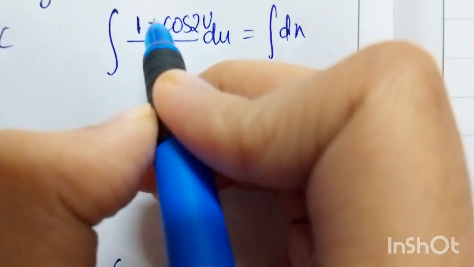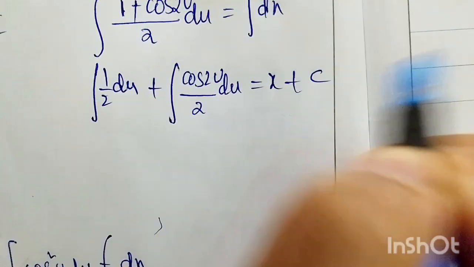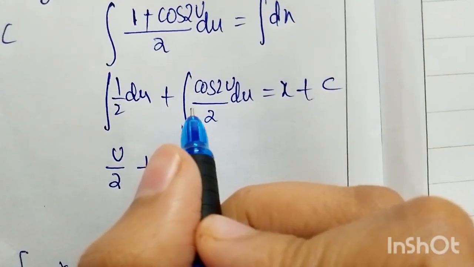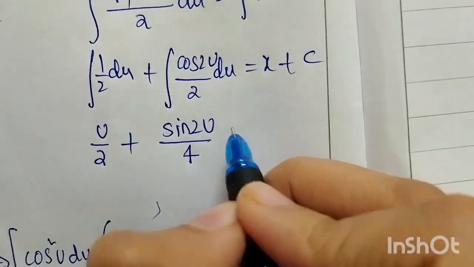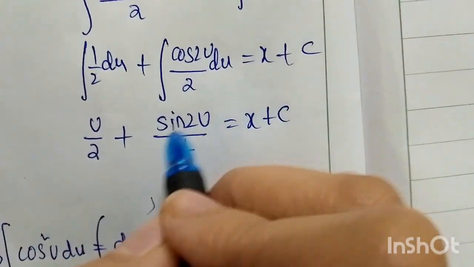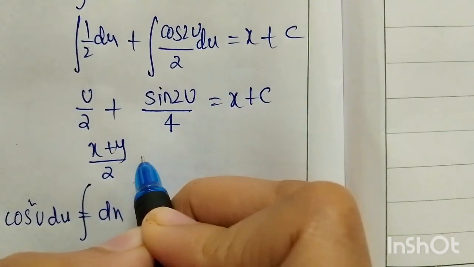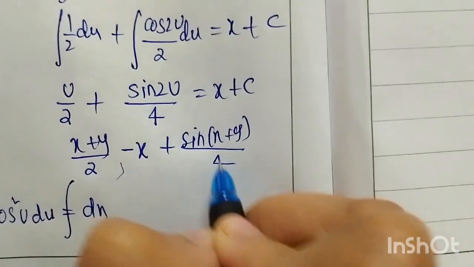I told you the cos square u formula, 1 plus cos 2u by 2. So now integral 1 by 2 du plus integral cos 2u by 2 du is equal to x plus c. Now this will be u by 2, and the integration of cos 2u is sine 2u by 2, so sine 2u by 4, is equal to x plus c. We should not forget to substitute u: x plus y by 2 minus x plus sine of x plus y by 4 is equal to c. This is your final answer.